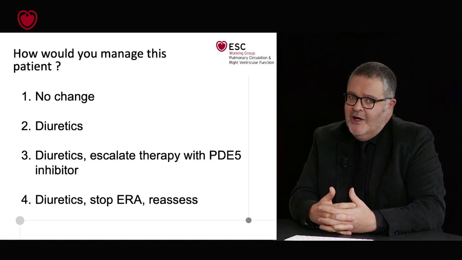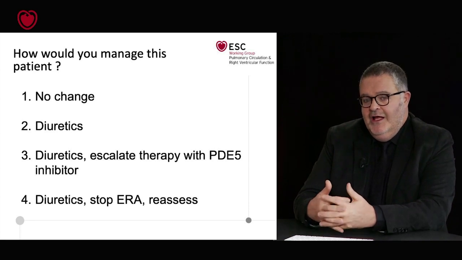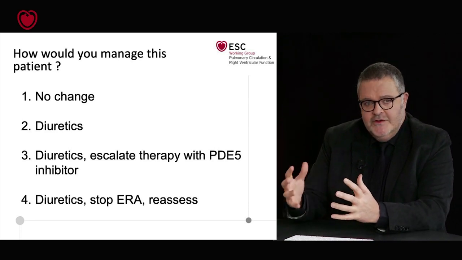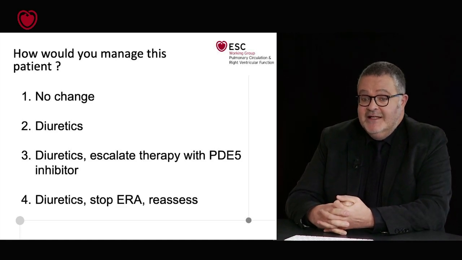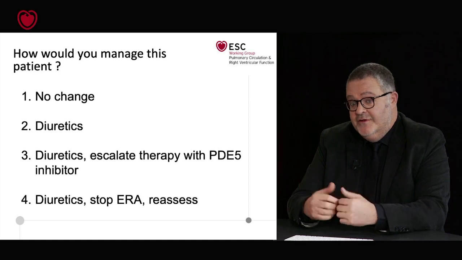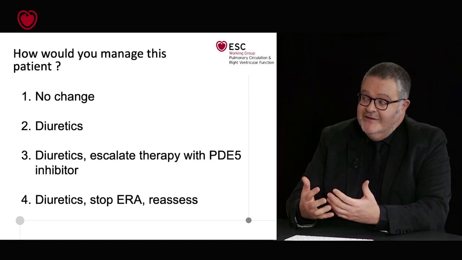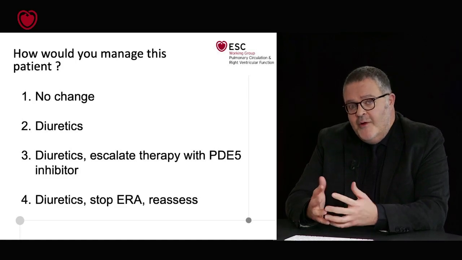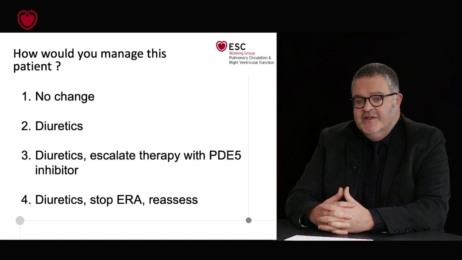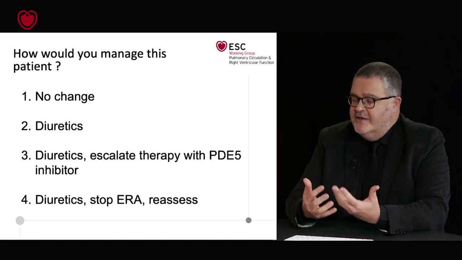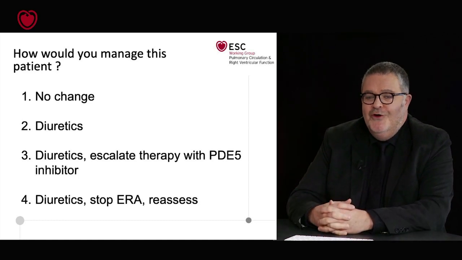So one option would be no change. One option would be to give her diuretics on the long run, constant dose. One would be to give diuretics, then escalate therapy with PDE5 inhibitors. BNP is going high, estimated PA pressure is getting higher. And the fourth option would be to give her some diuretics, stop the endothelin receptor antagonist, and then reassess the patient after you've done your first call for treatment.